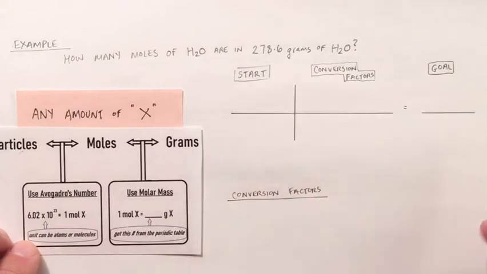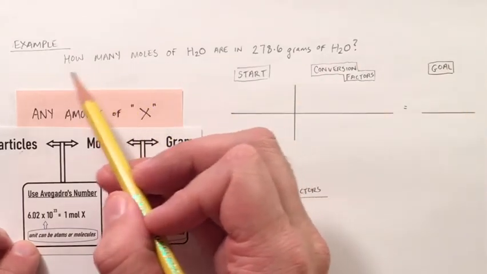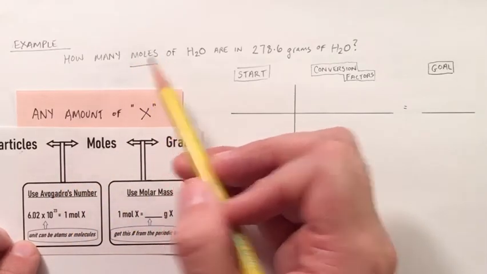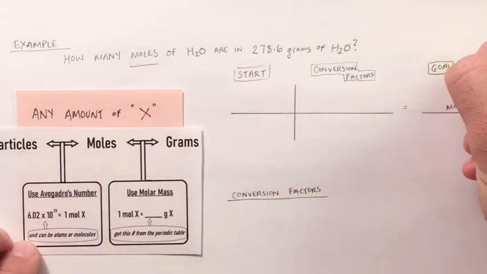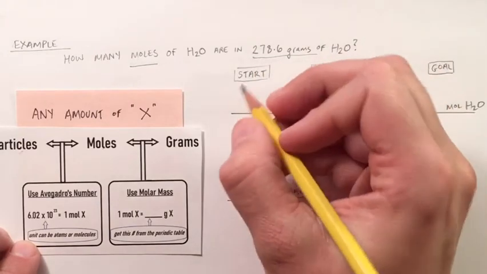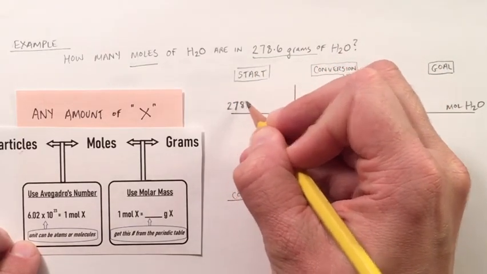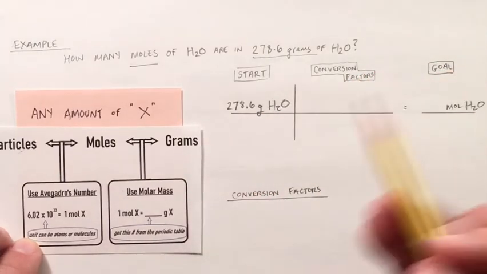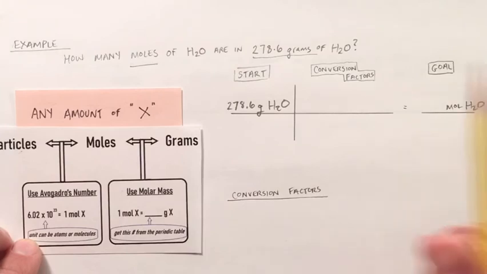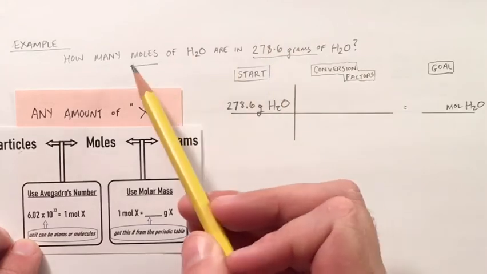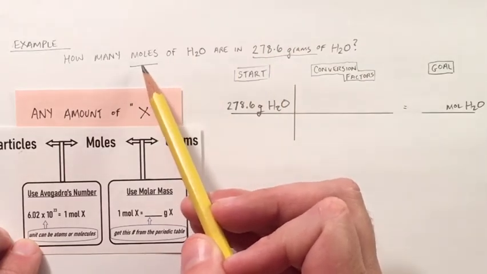So let's line up our start and our finish in our chart. We know that we want to find how many moles of water there are. Right? That is our goal unit. So I'm going to write this down on the side here, moles H2O. We begin with 278.6 grams of H2O. I'm going to fill that in here in my chart. Okay, I have my start, I have my finish. The way this problem's written is really easy to see that this is our only option to start with, and to answer the question we need to be in moles.